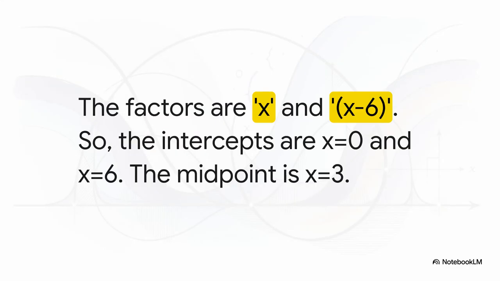So the two factors here are just x and x minus 6. Think about it. If that first factor, x, is 0, then, well, x is 0. Easy, right? The other factor, x minus 6, gives us x equals 6. So there you go. Our intercepts are at 0 and 6. And the midpoint? I think you got this. Halfway between 0 and 6 is, of course, 3.